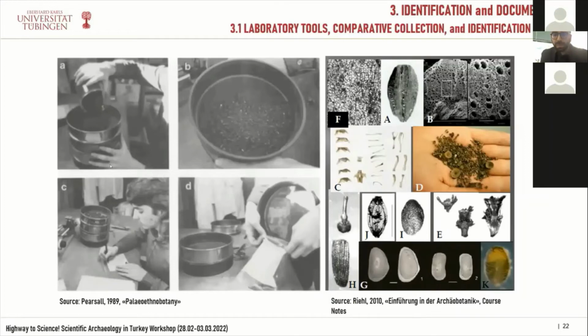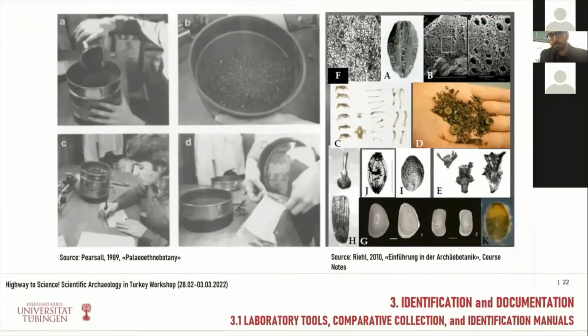Usually there could be 3 or 4 fractions, and then we pack them differently in different boxes or plastic bags. Then we start our identification or sorting out and identification of these different fractions according to these different mesh sizes.